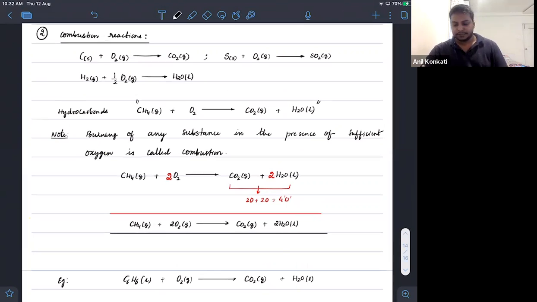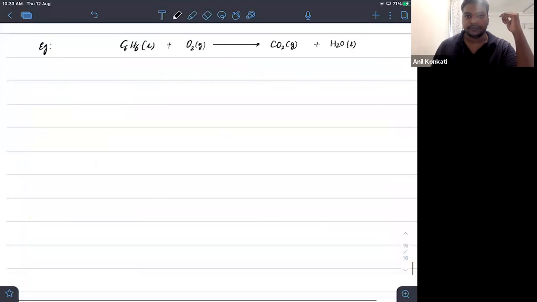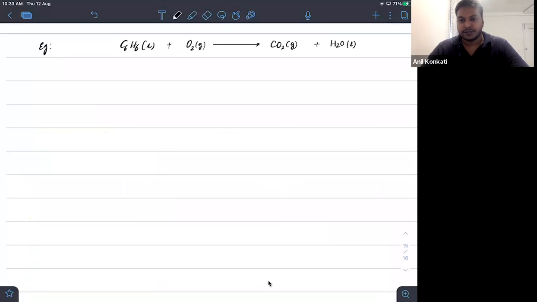Those who are finished can try the next balancing part, which I have written there already. Balance this. Give me an answer, students. Balance it and give me an answer, everybody.